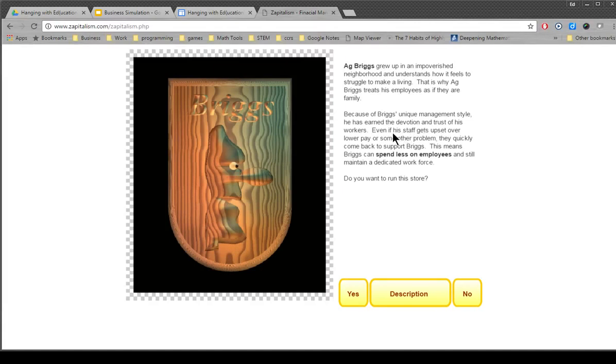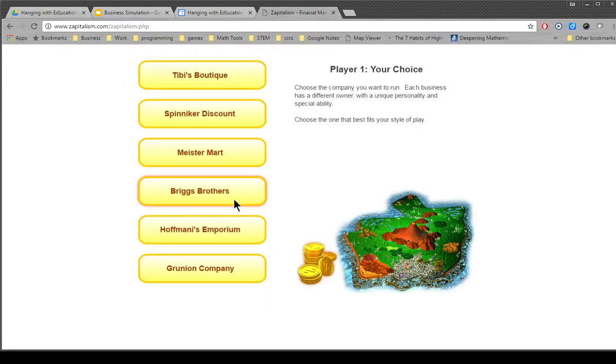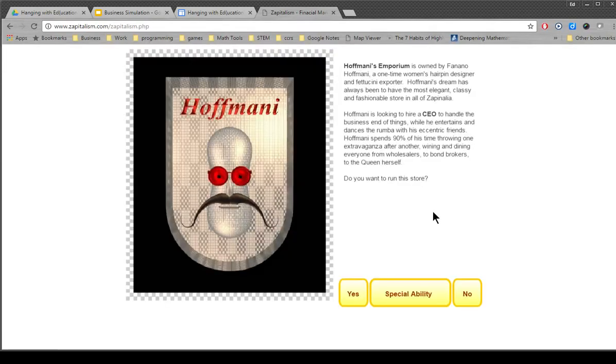So it's a people person. Even if his staff gets upset over lower pay and some of the other problems, they quickly bounce back. Effectively, you're not going to have to work on keeping your employees as happy over time as some of the other businesses might. And then we got Huff Money's Emporium. And this is much more of the eccentric entertainer.